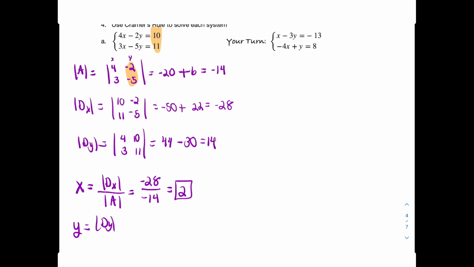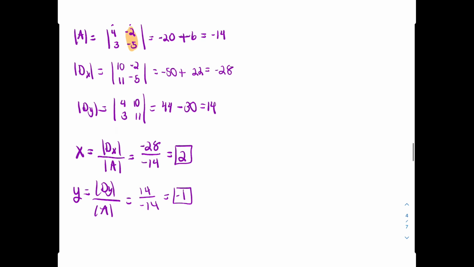Y is equal to the determinant of the y matrix divided by the determinant of the A matrix. In this case, that would be 14 divided by negative 14, which gives us negative 1. So therefore, our solution to this system is the point 2 comma negative 1.